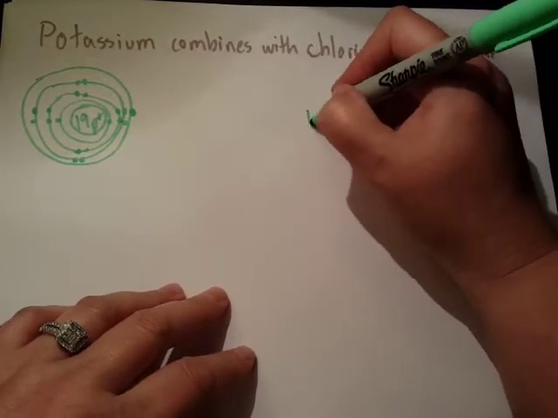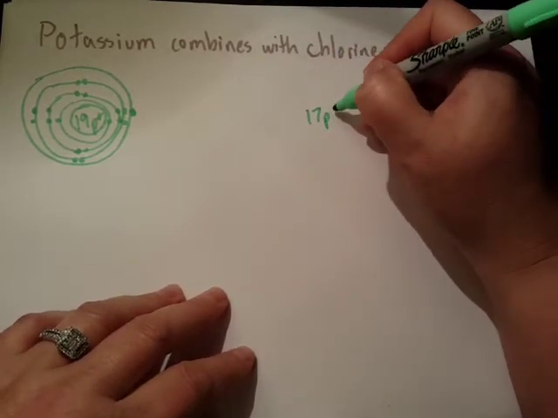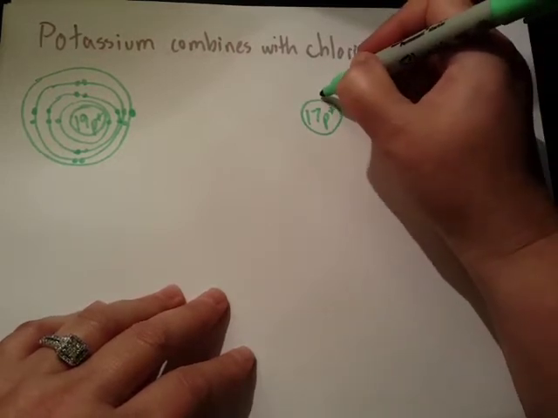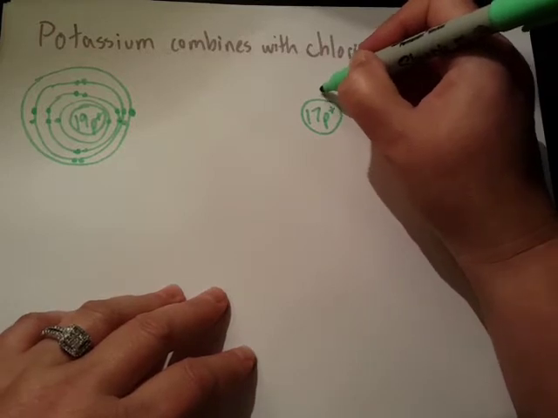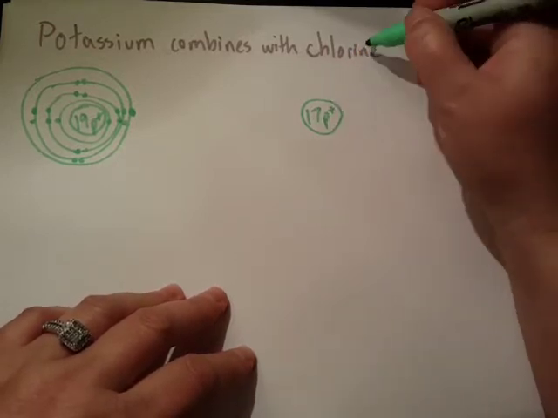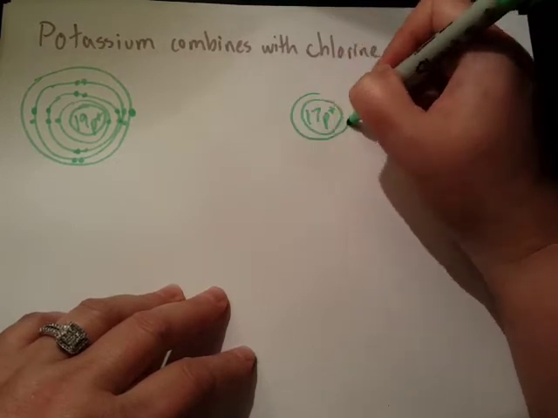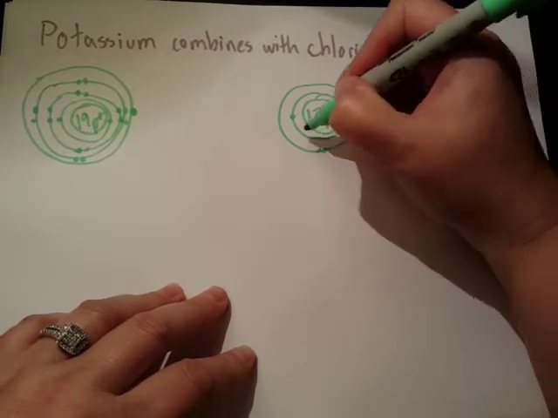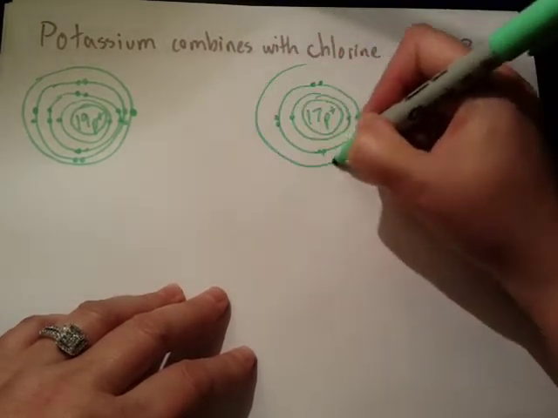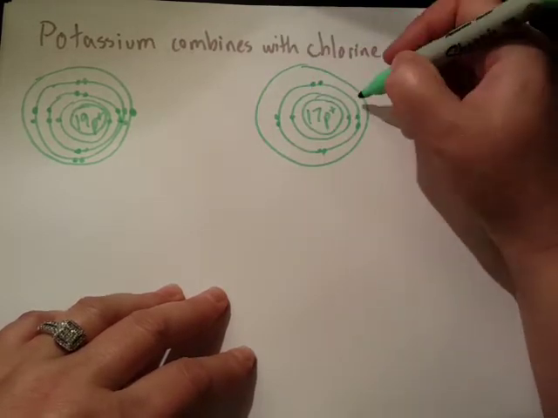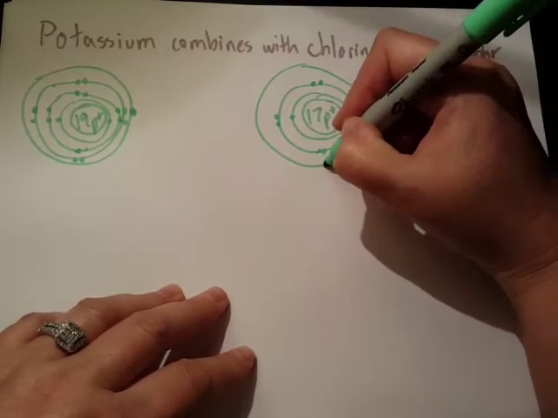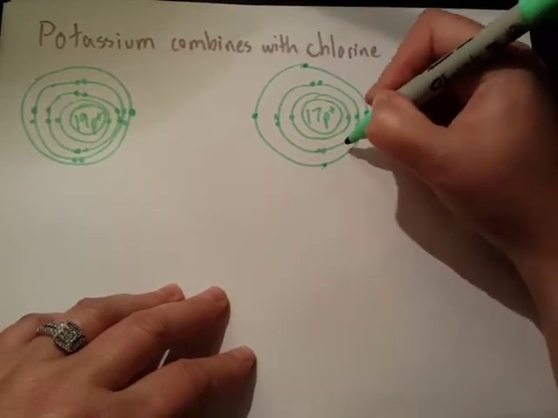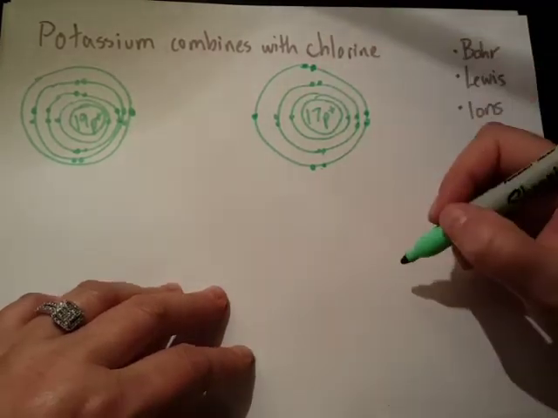Chlorine, on the other hand, is on the far right side. It's in group 7, and it has 17 protons. That's the atomic number for chlorine. So 2, and then again 8 going around. When it comes down to the very last level, we've got 10 so far, 11, 12, 13, 14, 15, 16. We'll throw the 17th one up there.